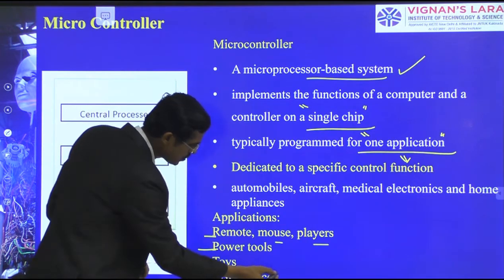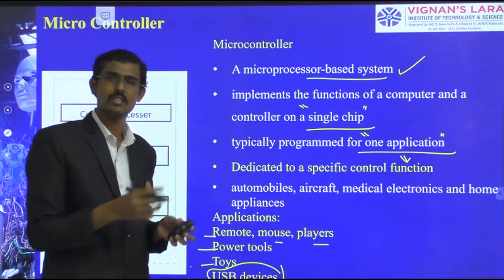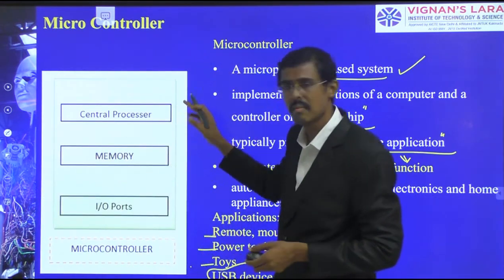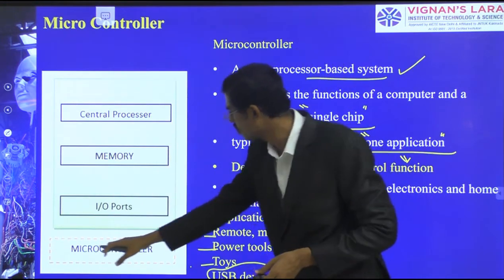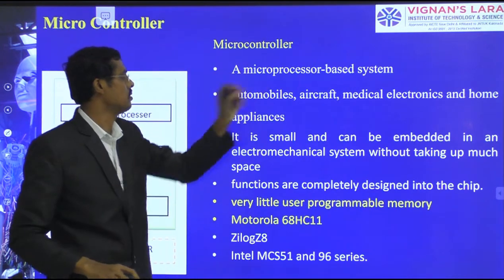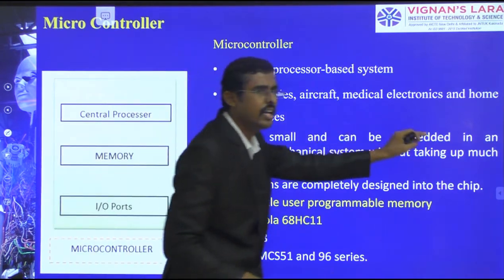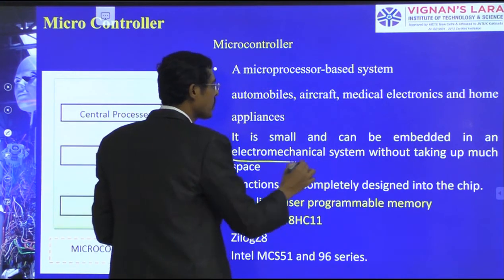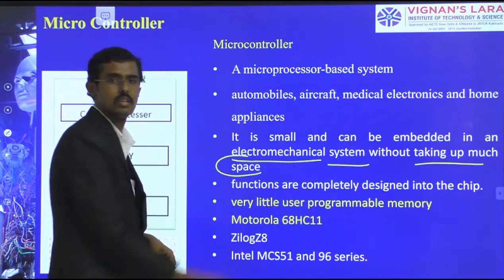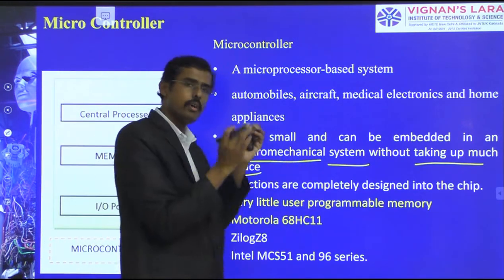And I have added the USB device also. You see, for example, a USB device, also our remote. This remote also has a microcontroller. So what are they? We have the central processor, memories, and input-output ports, and all those things we take into account. So this microprocessor-based system is very small and can be embedded in electromechanical systems without taking up much space. So what we are doing, it's small and can be embedded all together.